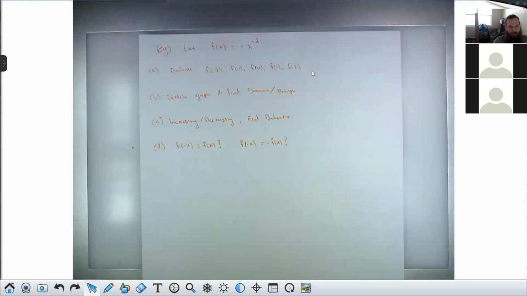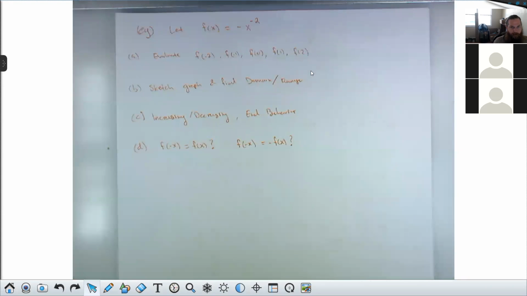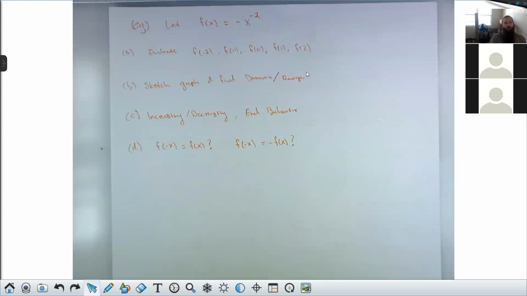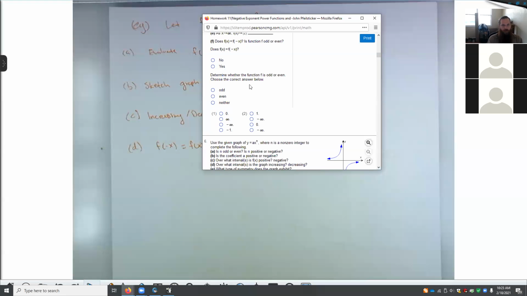All right, so I'm condensing this as much as I can, but let's do it. We have here a power function with a negative power. We want to evaluate the function at some inputs. We want to sketch a graph and find the domain and range. We want to answer, where is this thing increasing and decreasing? And can you tell me the end behavior? And then this has to do with symmetry, but they just phrase it like that, right?